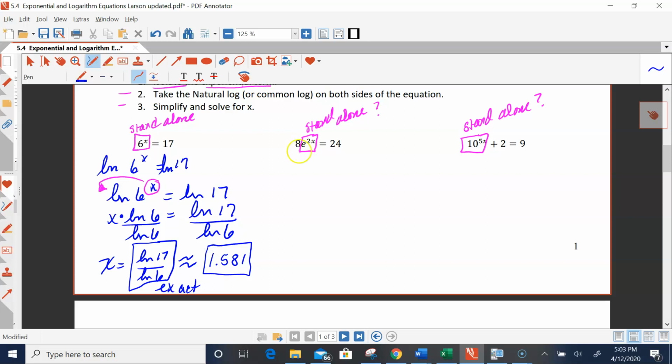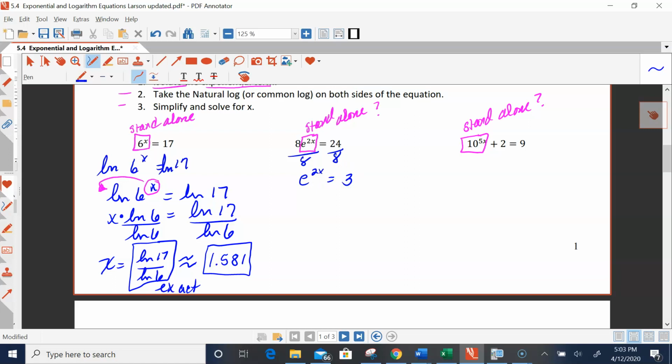Now, how can I get this exponential, 8 times e to the 2x, how can I get that e to the 2x to stand by himself? Well, since it's 8 times that, I can divide both sides by 8. That gives me e to the 2x equal to 3.